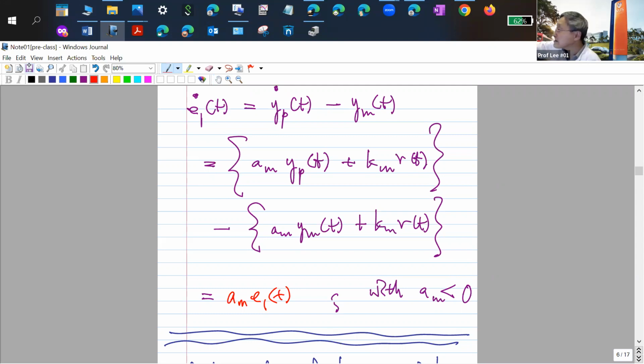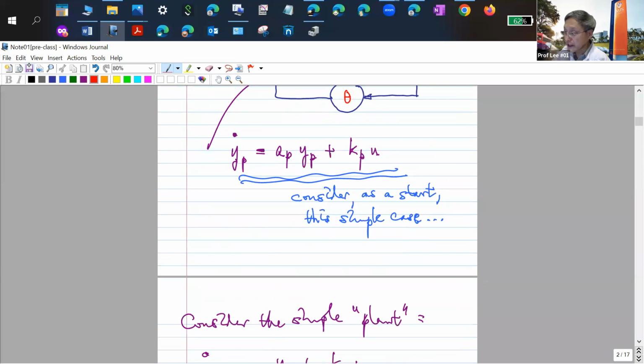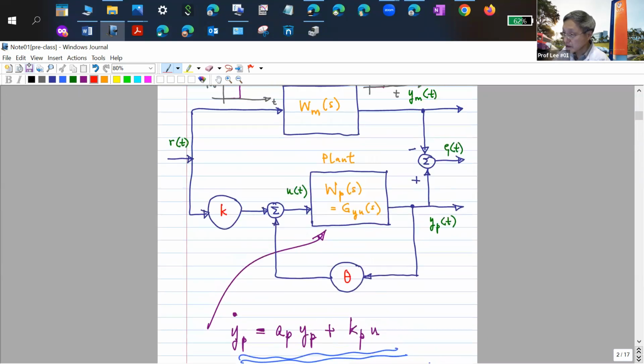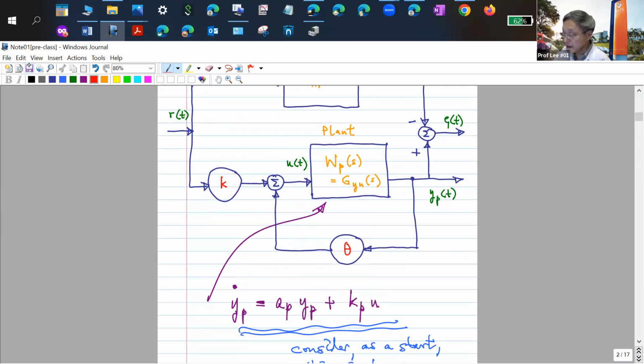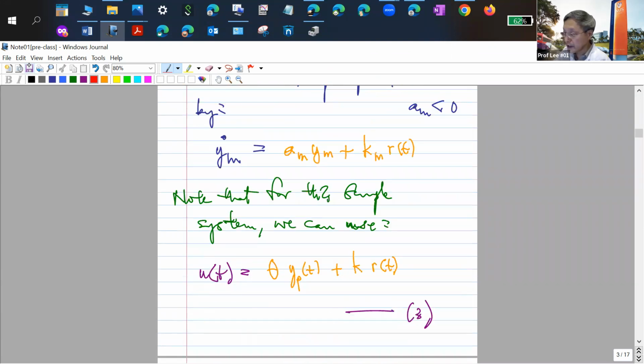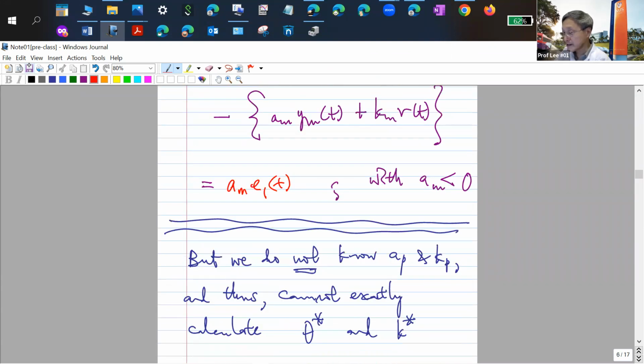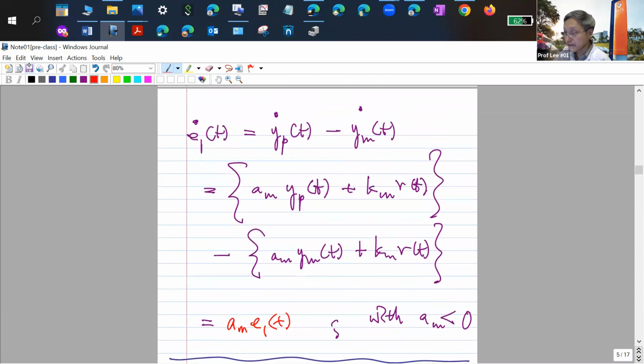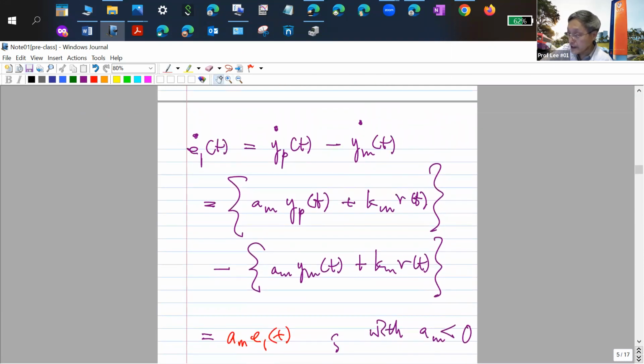Now we start. We said, look, this is exactly what we want. And if we know the correct numbers that we put in, then it will be exactly like this. Then E1 dot equals AM E1, and AM is for a stable system, so the tracking error will die away. So this is not yet adaptive control, but a simple problem from your undergraduate control.